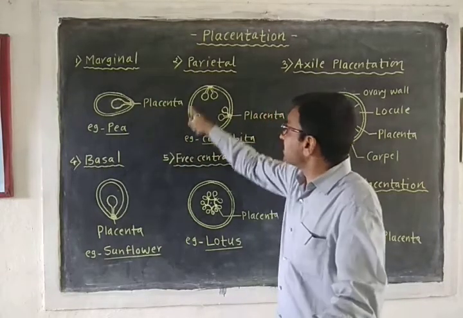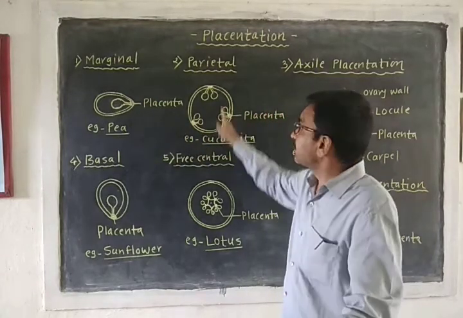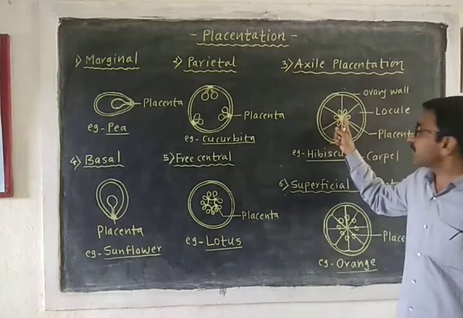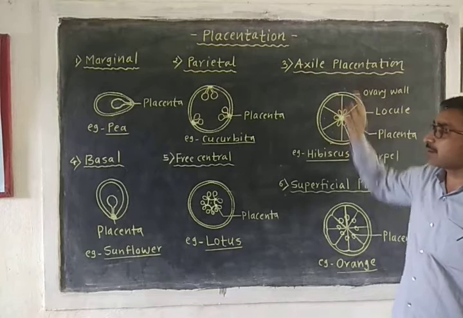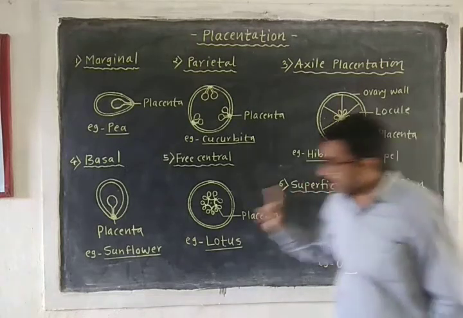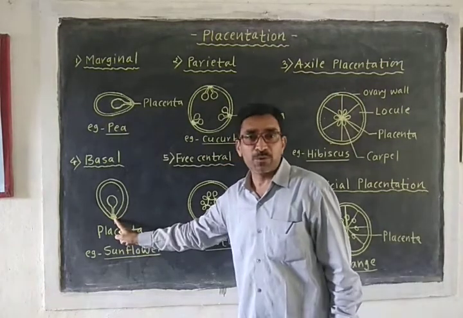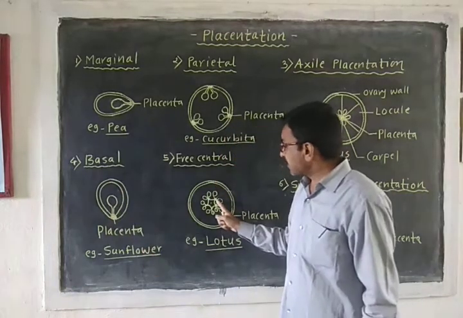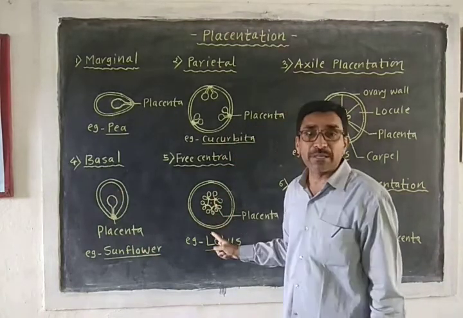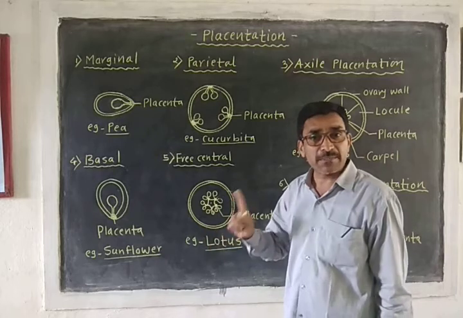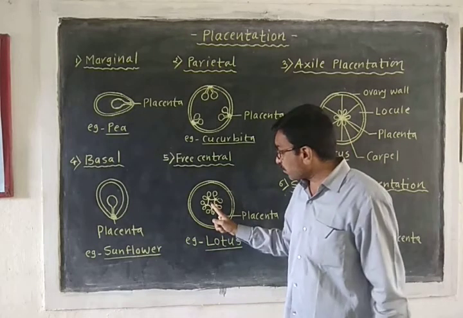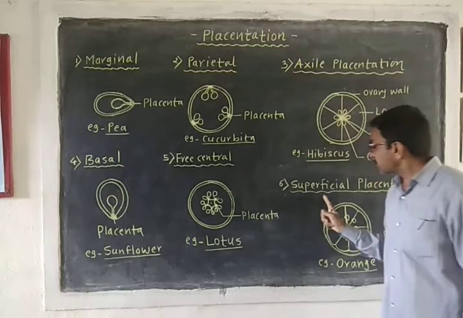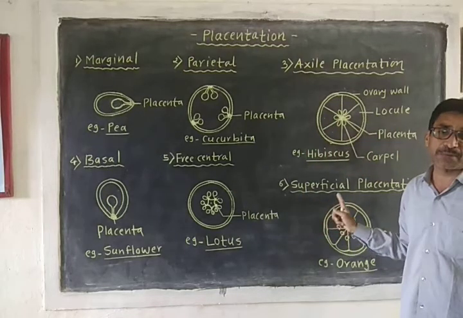When the placenta is present at the periphery of the ovary, then it is called parietal placentation. When the placenta is present at the axis of the ovary, then it is called axile placentation. When the placenta is present at the base of the ovary, then it is called basal placentation. When the placenta is present free from the center of the ovary, then it is called free central placentation. And the last one is superficial placentation.